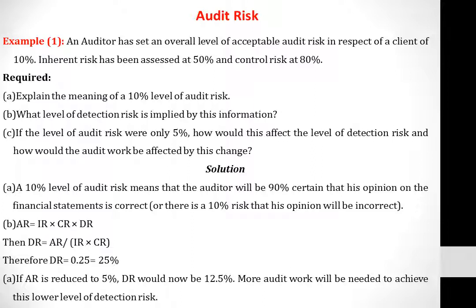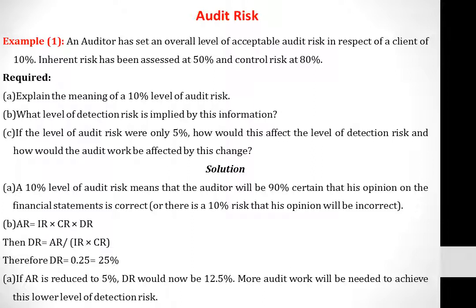Requirement B: he is asking you to calculate detection risk. How do we calculate detection risk? We said that we can calculate detection risk using the formula AAR equals IR multiplied by CR multiplied by DR. Then DR equals AAR divided by IR multiplied by CR. Therefore, DR equals 25%.